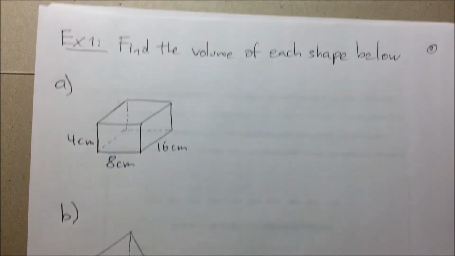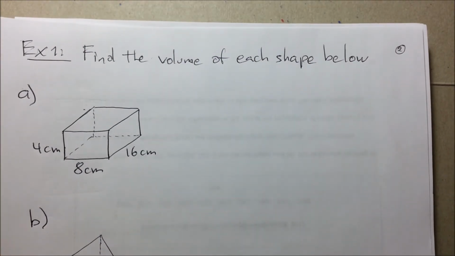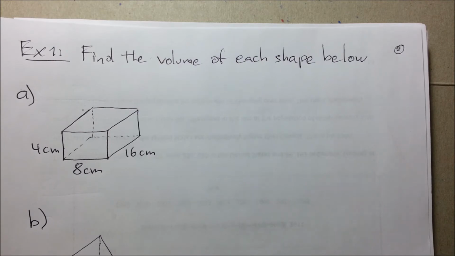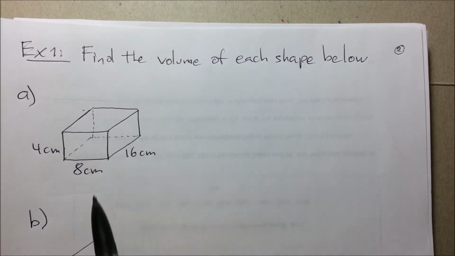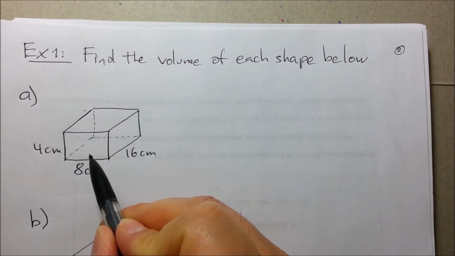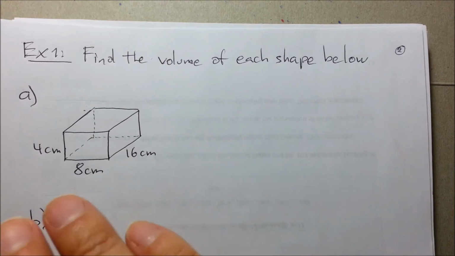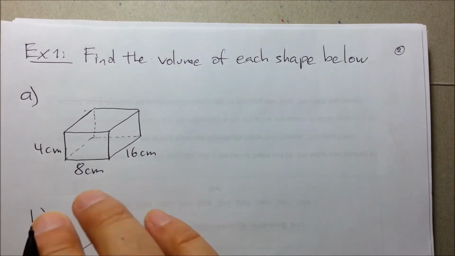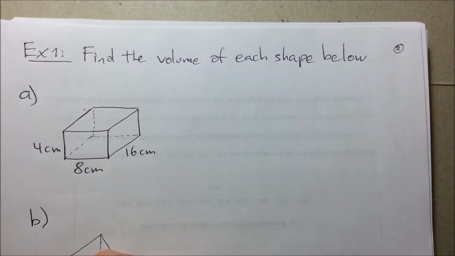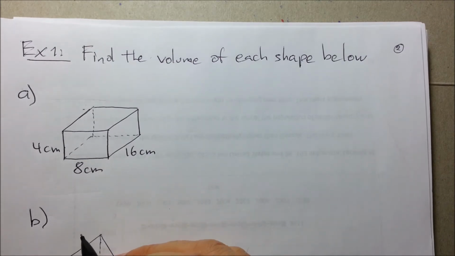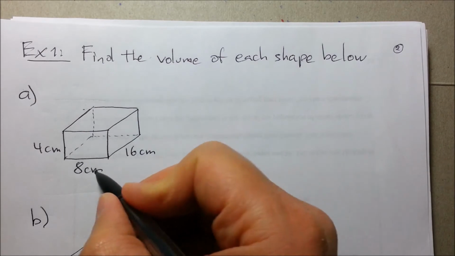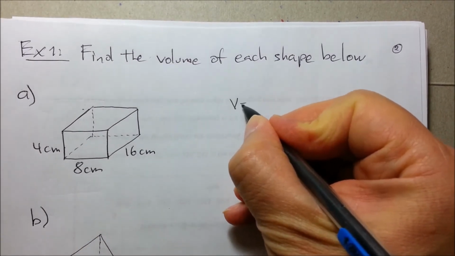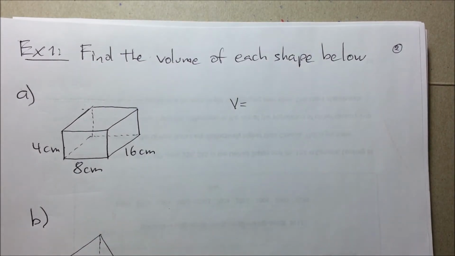Okay, so example 1. Find the volume of each shape below. Okay, so this one, what type of shape is this? A rectangular prism. Now you may want to pause the video, calculate it on your own, and then compare it with my calculations. So first, what are we going to do? Well, the volume of a prism, we can rewrite it down and always have the formula sheet handy that you just wrote in the previous lesson.